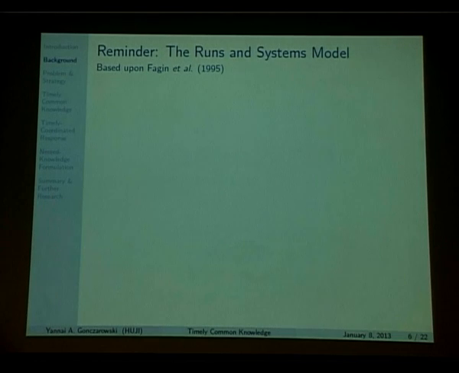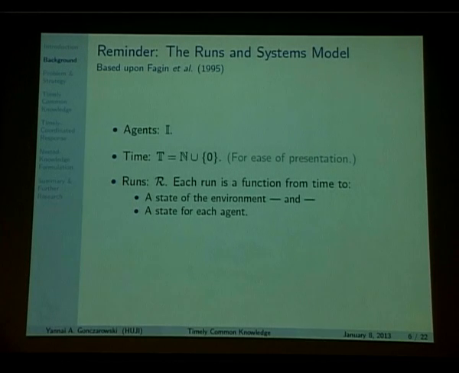We will formalize our work in the runs and systems model by Fagin et al. We have a set of agents I. Time will be discrete for the ease of presentation, but almost everything we say here holds for continuous time as well. We have a set of runs R. A run is a function from time to a global state for the environment and a state for each agent. You can think about a run as a possible history of the world.